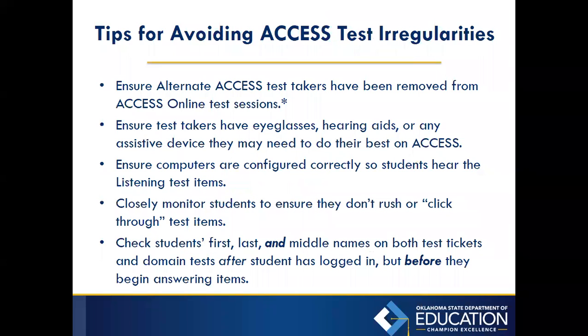Okay, tips for avoiding ACCESS test irregularities. Ensure alternate ACCESS test takers have been removed from ACCESS online test sessions. I did see a question about this, so I'll answer it here. If a student with an IEP will be taking the alternate ACCESS and is assigned to a test session in WIDA AMS, is it necessary to remove their name from the online sessions? Yes, you need to remove them from all of the testing sessions. You can't actually delete students off of WIDA AMS, so their name will still be in there, but they won't be in an actual testing session. Once you remove them, then you can administer the alternate ACCESS.